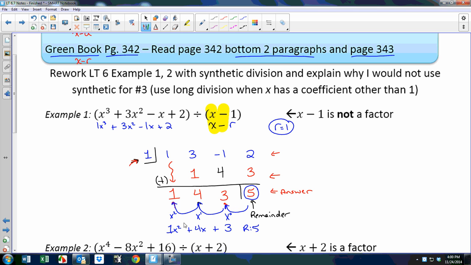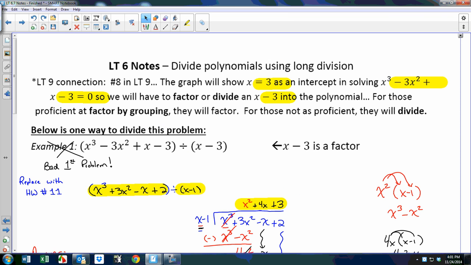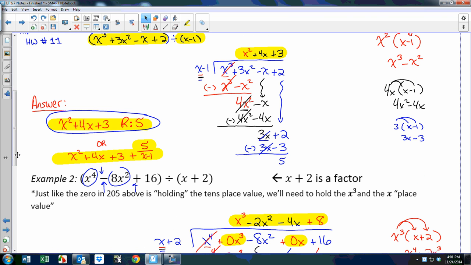So that's one way you could write the answer, as we talked about in learning target 6. Or you could write the answer as x squared plus 4x plus 3 with that remainder 5, you could write it as a fraction, plus 5 over x minus 1. And just for the sake of looking, we'll look back at learning target 6 answers real quick. And you can see that those are the same answer that we got when we divided using long division. So long division and synthetic are just 2 different ways to perform division.